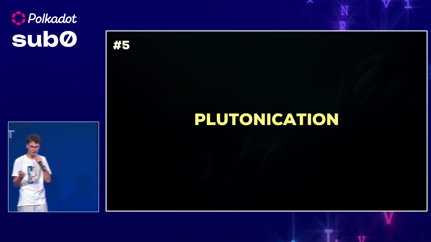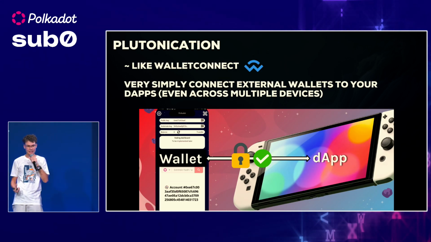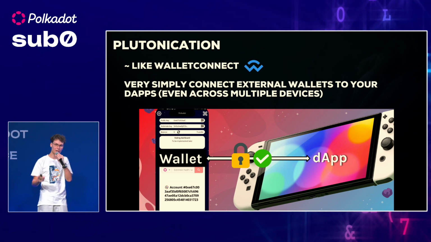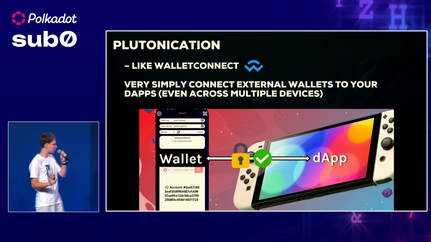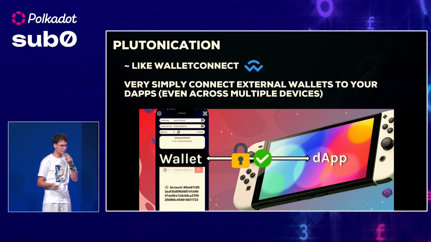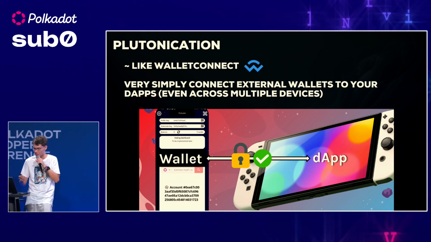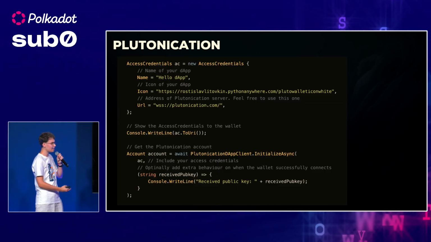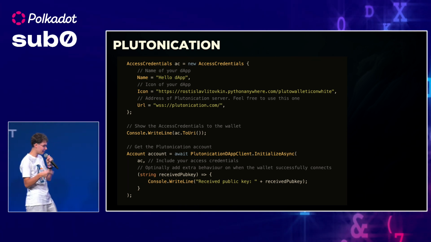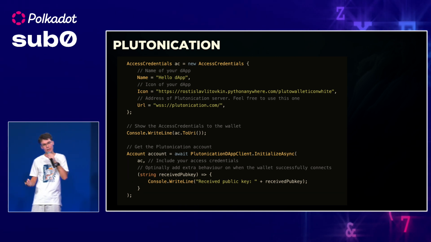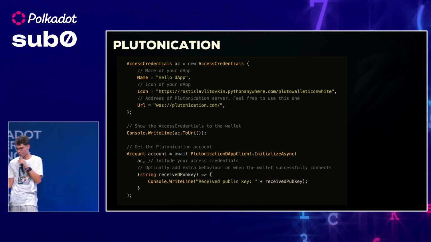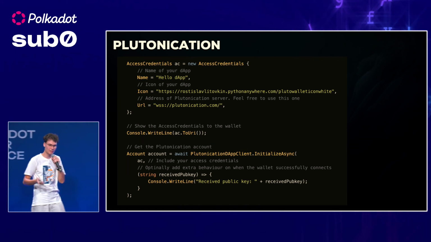The first one is Plutonication. It's like Wallet Connect. It allows you to very simply connect any external wallets to your dApps, and it even works across multiple devices. So you might have a wallet on your phone and then a dApp on some foreign device, like a Nintendo Switch, for example, or some gaming console. And you can very easily add it. It's very tightly added to the sub0 net API, so it easily works there. When you add it to your code, you don't have to change it anymore because it works with the existing code.